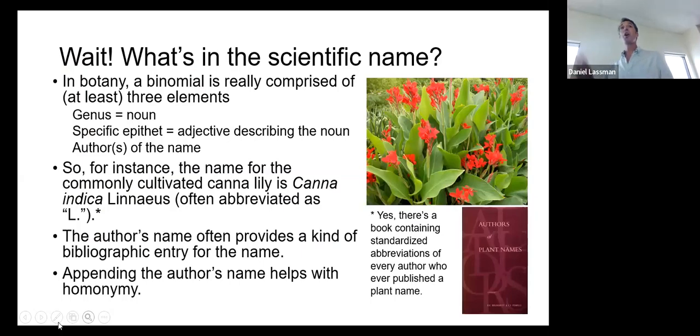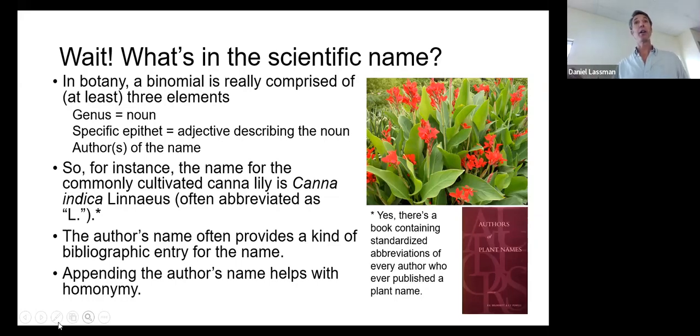Okay. So binomial, noun, adjective, right? Genus plus species. Except in botany, there's also an author appended to it. So for instance, the name for Canna, the one I have in my yard, Canna indica, was described, as we talked about, by Linnaeus. So we always put a little L at the end of it. Anytime you see a hardcore botanical work, it'll say Canna indica Linnaeus or Canna indica L. And in fact, there is a whole big book, I brought one for you to see if you want, of all of the standardized abbreviations for plant taxonomists. Mine is C. A. Morse, because I wasn't the first Morse to the game.